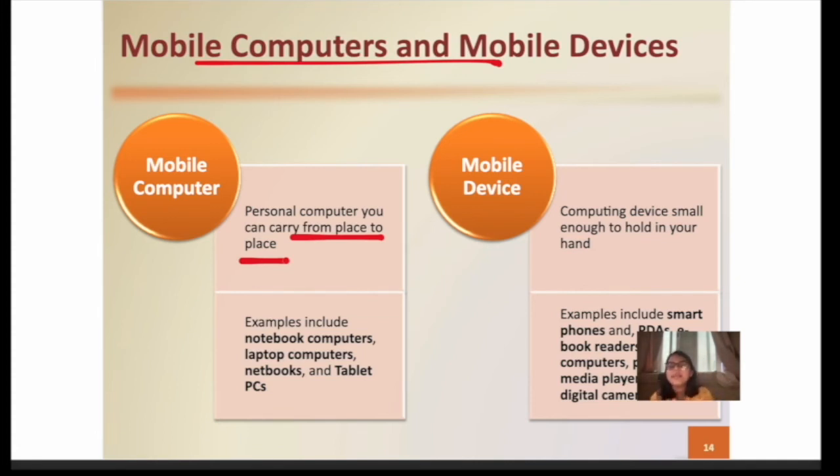And what is a mobile device? It is actually a computing device that is small and can be held in our hand. We know what a mobile device is. Then take examples of mobile devices. We can say smartphones, PDAs, book readers, handheld computers, portable media players, and digital cameras, also known as portable mobile devices. Then let's see what mobile computers and mobile devices are.